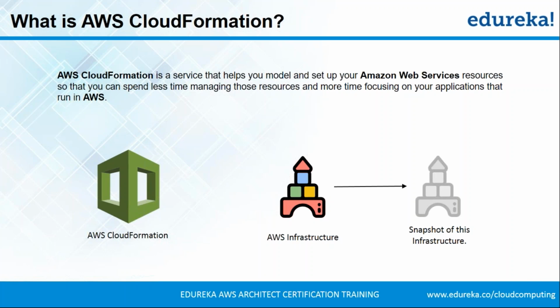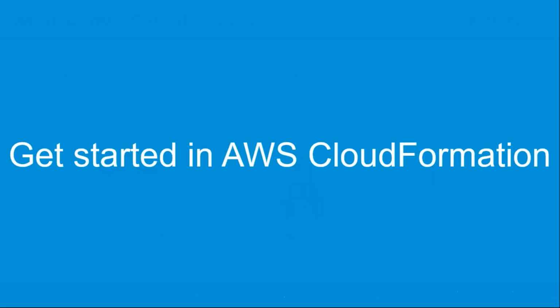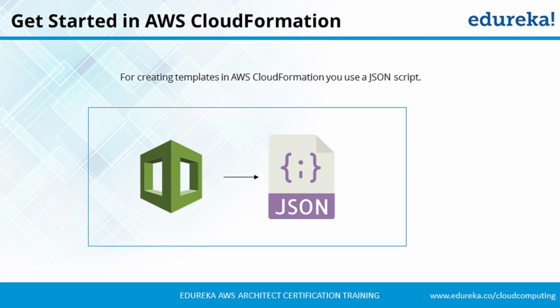So this is what AWS CloudFormation is all about. It makes your life simpler by handling all the creation and the provisioning part. So this is what AWS CloudFormation is. Now, how do we get started in CloudFormation? Since it's a very useful service, how can you as a user use this service? So let's move on. For using the CloudFormation service, first of all, you need a JSON script.